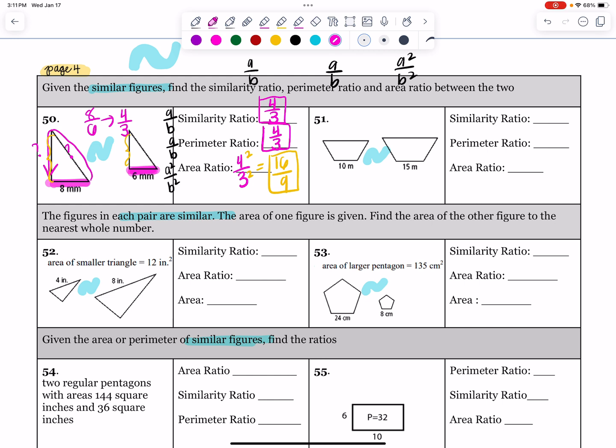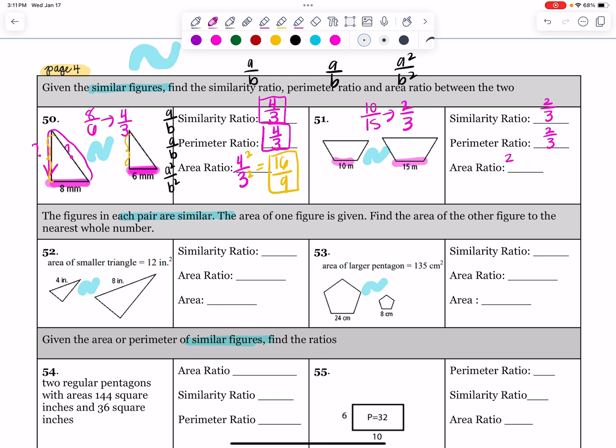All right, number 51, let's do the exact same thing. So we need to find A and B, we need a set of corresponding pieces. This part of the trapezoid corresponds to this part of the trapezoid. So let's say I chose to do 10 over 15. That would reduce to 2/3. So not only is that the similarity ratio, A over B, it's also the perimeter ratio. So both of those are A over B.